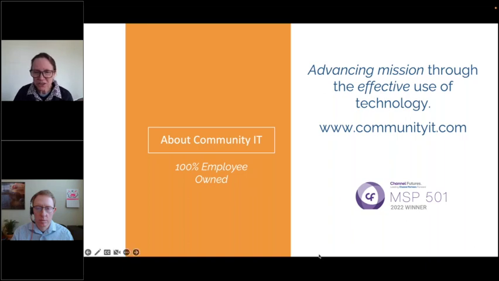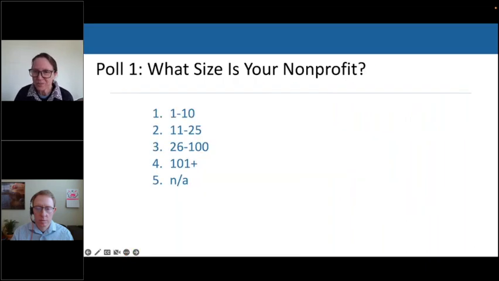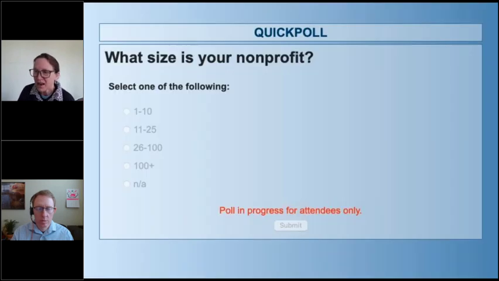We are going to start out this presentation with a poll. We're going to read some of the options. Johan, would you read the options to the audience? The options are: is your organization between 1 and 10 staff, between 11 and 25, between 26 and 100, or over 100 staff, or does this question not apply to you?